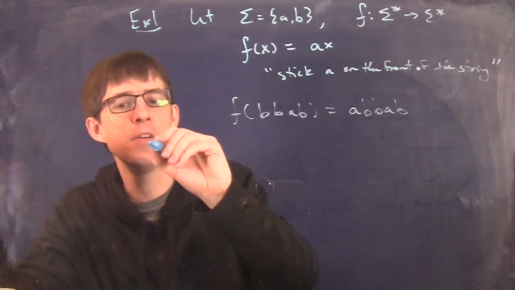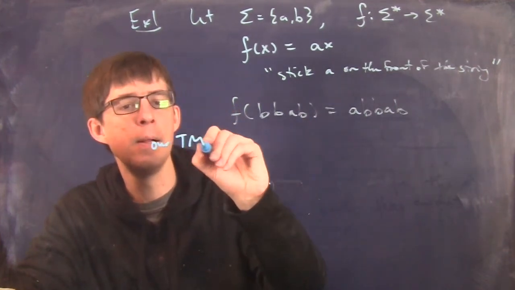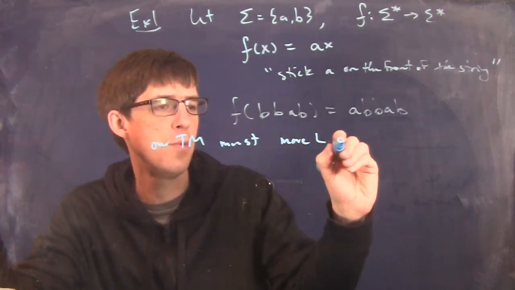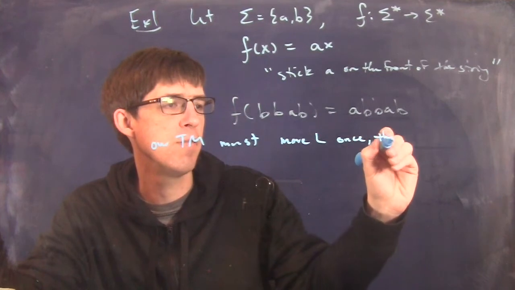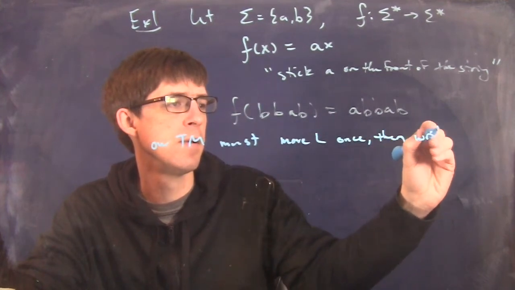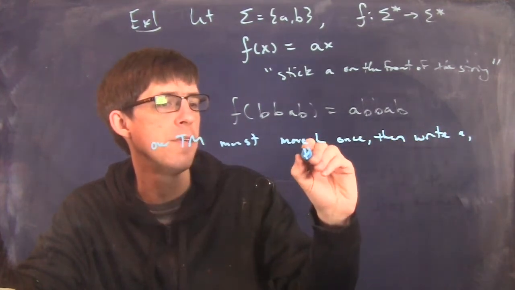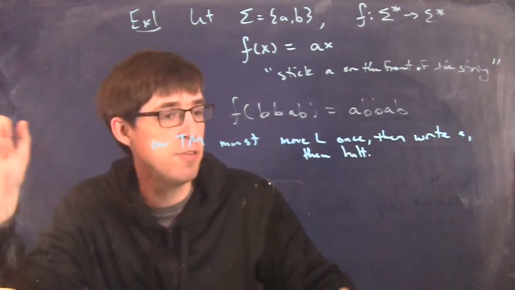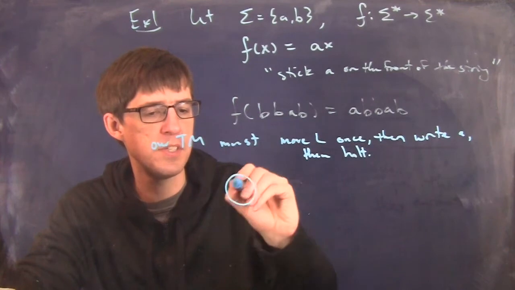Let's see if we can do it. Here's our Turing machine. Can I just say in words? It must move left once, then write A, then halt, right? That's all the Turing machine is supposed to do. Can we make it do that? Yeah, I think so. Here's my starting state.